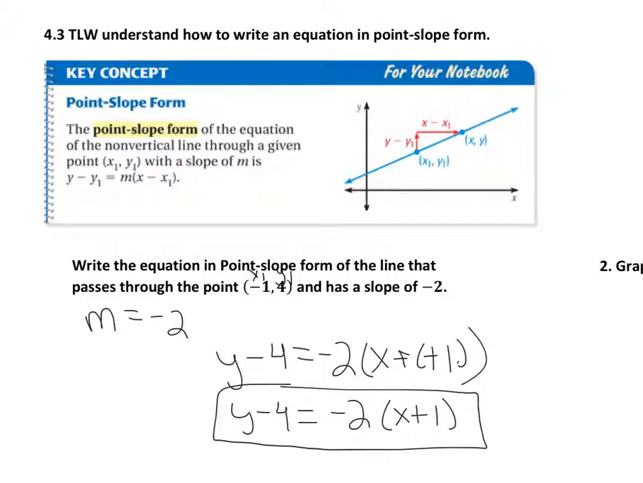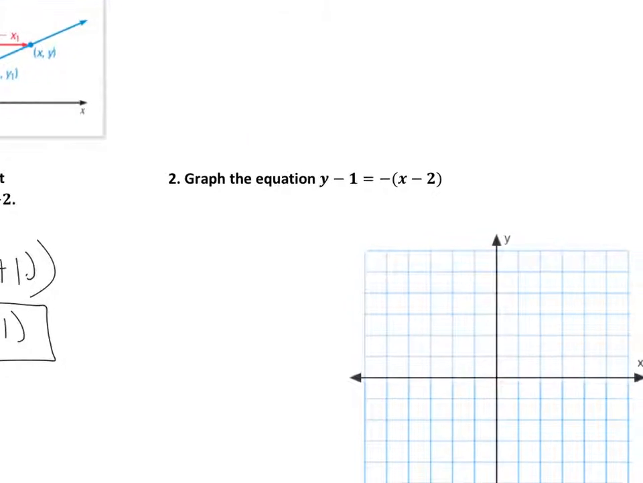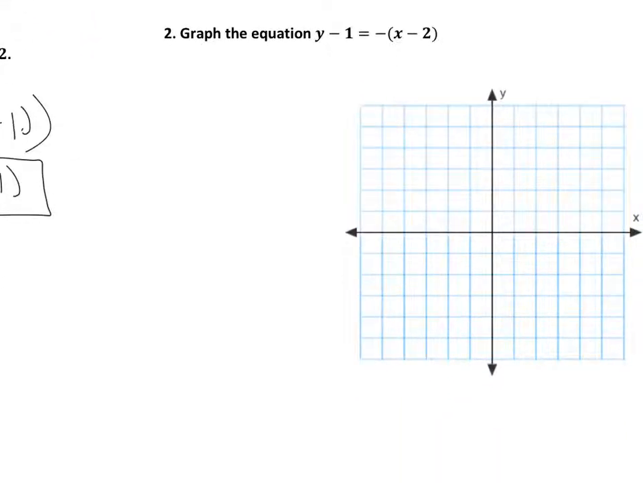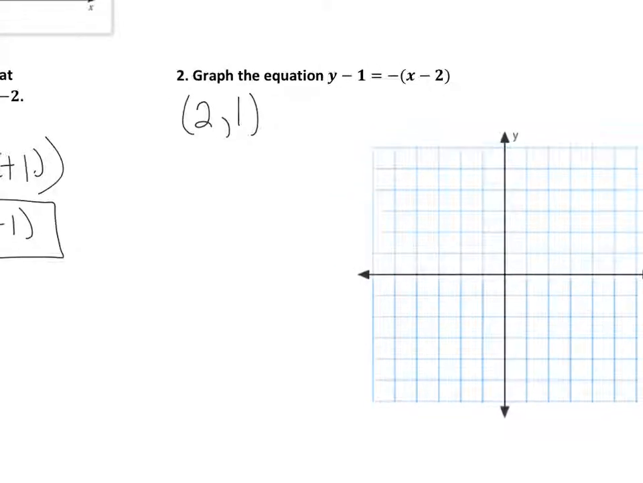So let's take a look at some others. It says graph the equation of the line. So it's in point-slope form. See, this is y1, this is x1. This is where it's going to be tricky. It's (2, 1), not (negative 2, negative 1), because if we look at the original equation, it's y minus y1 equals m times (x minus x1).